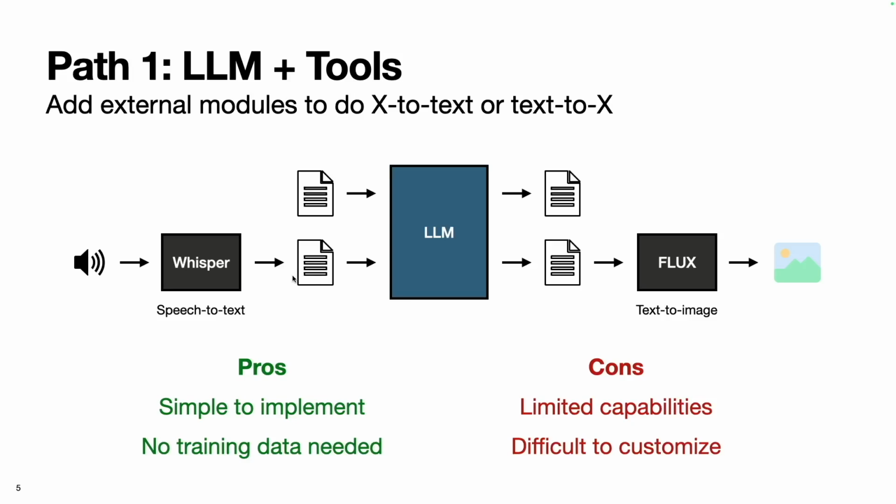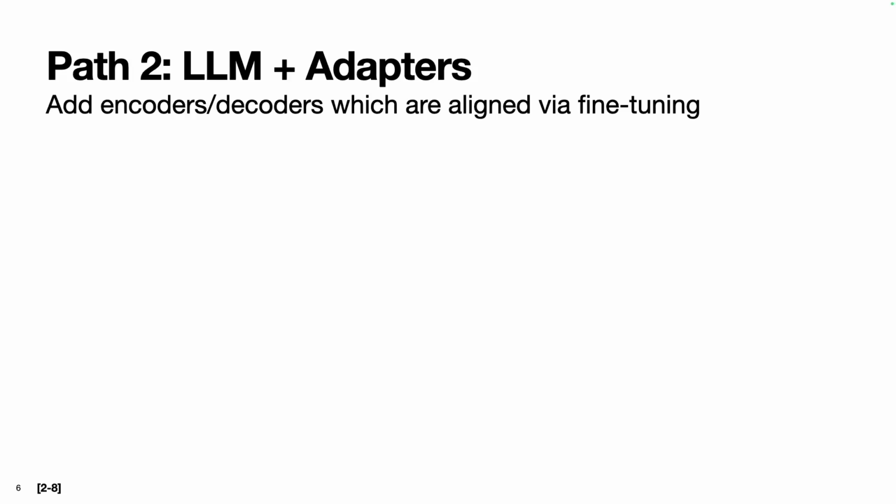Another note about customization is that since these are all independently developed modules, there's no guarantee that they're going to play nice together. So it's going to take a lot of tricks and prompt engineering to get this to work well. A way we can unlock better customization of this type of multimodal model is by training so-called adapters to glue together different components of the system. So specifically adding encoders and decoders to the LLM, which are aligned via fine-tuning.